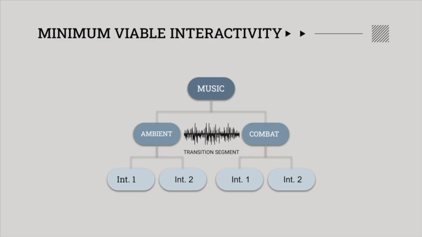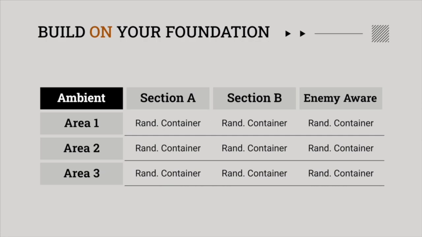Building on that foundation of this hierarchy, just keep going deeper, keep going more granular if you can. If we look into the ambient even more specifically, you're separating the ambience by areas in the game. You could have random containers inside each section of the ambient itself, so each musical section has an A section and a B section, and those are all randomized. Even inside those random containers, you could have stems that are randomized as well. You're really trying to create evolving, changing, constantly moving pieces and avoid the trap of a loop happening over and over again.